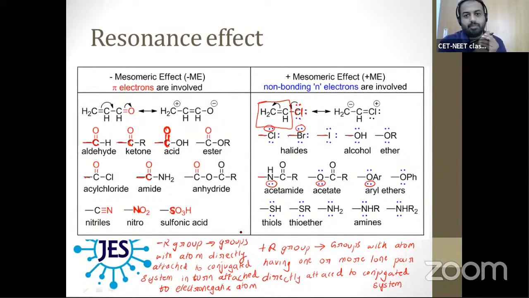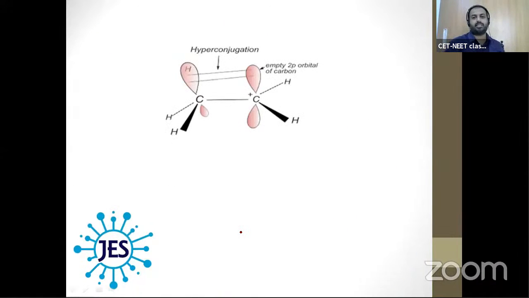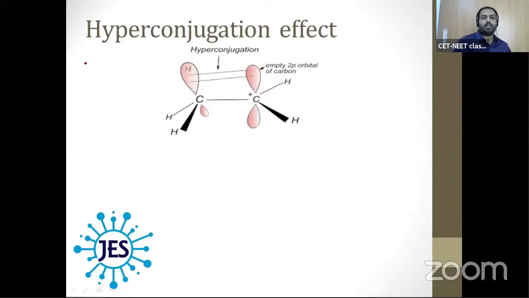That is all is resonance effect, dear students. So we have studied two effects now: inductive, resonance. Now comes the last permanent effect, which is hyperconjugation. Yes, hyperconjugation, also called no bond resonance. It's also called Baker-Nathan effect.